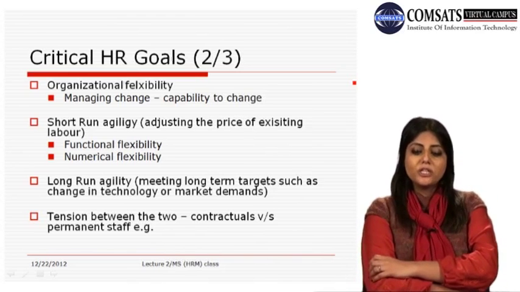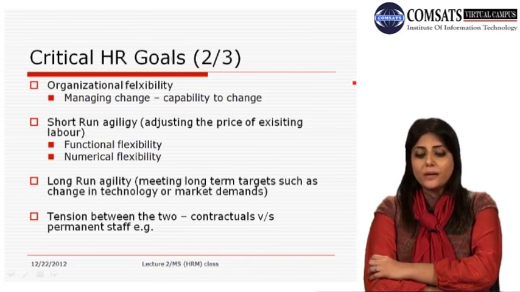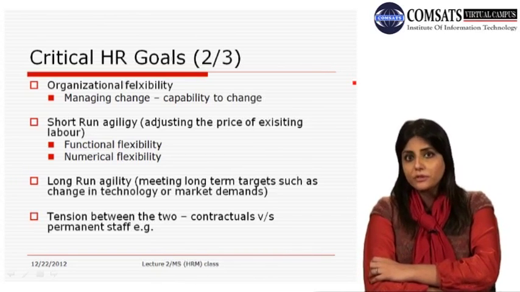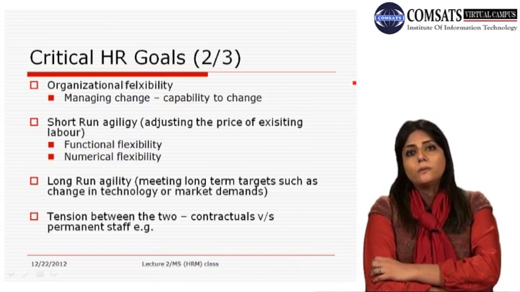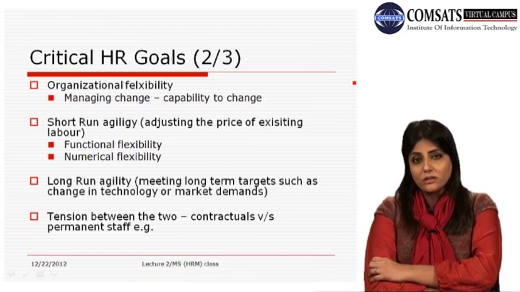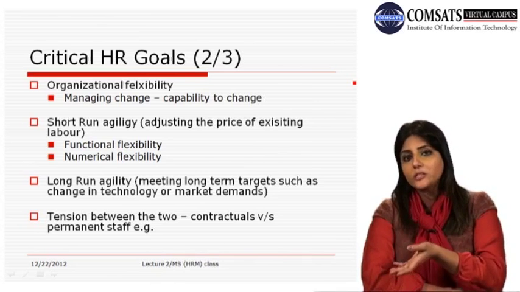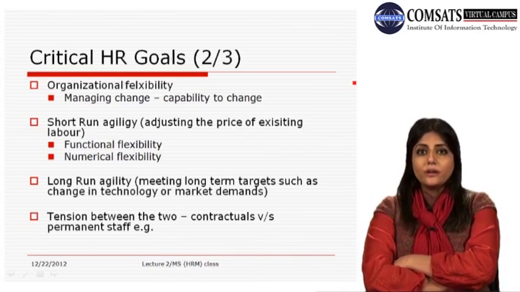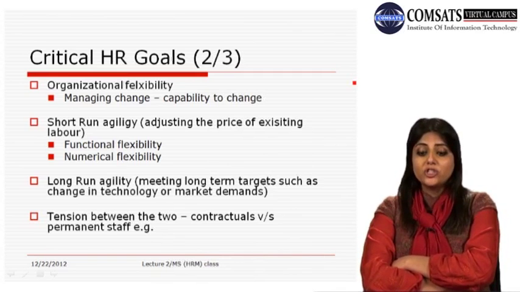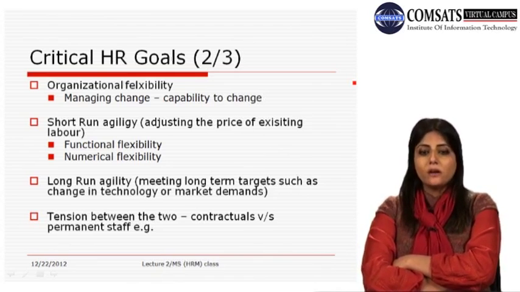Then we have the long-term agility, which is meeting long-term targets such as change in technology or market demands. That is the other critical human resource goal: you need to meet the changes in technology in the long run. So if the firm is trying to maintain its flexibility through short-run agility, it may not be possible for the firm to be agile in the long run. So long-run agility is basically being efficient in the long run. Short-run agility is focusing on your efficiency in the short run, but long-run agility is more linked to the long-term vision of the organization, right? It is about how it wants to respond to market changes, environmental changes or changes in technology in the long run. It needs to be proactive for that. It needs to have the human resource base to achieve long-run agility.